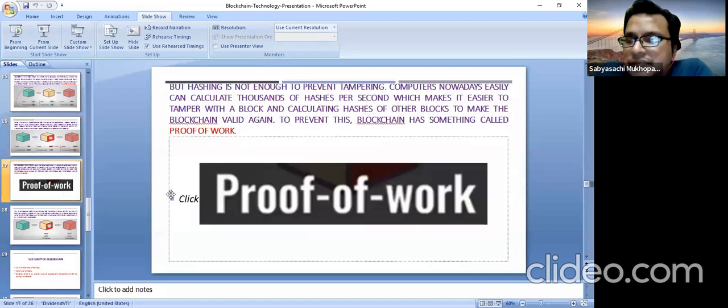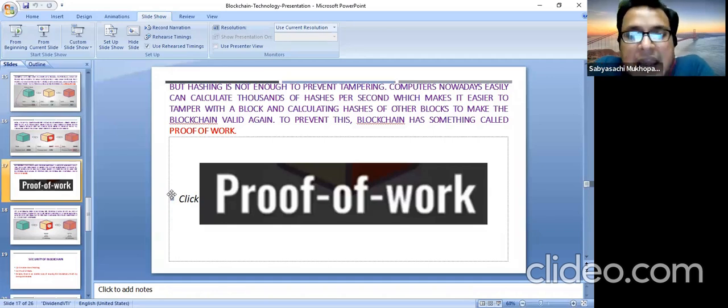Now the question which comes to our mind, related to the security issue, is: if changing a hash is tampering, then how can we protect a particular blockchain? That means hashing is not good enough in terms of preventing tampering. Nowadays we have very, very fast computers. They can generate thousands of millions of hashes within just a few seconds. So with hash technology alone, you can't protect the blockchain. Anybody can tamper with it and generate new blockchains within a few seconds because of those fast computers. So what will be the future? How can we protect it?